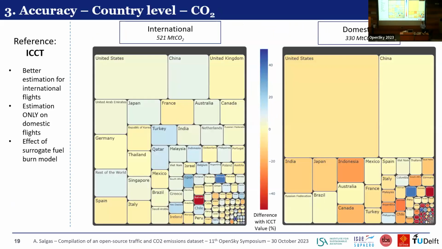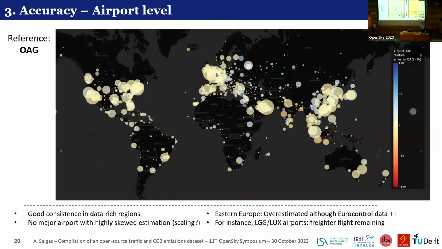If we look at the CO2 value still at the country level, this time looking at ICCT data, you can see that for international flights, most of the values are within 10 to minus 10% of ICCT values. So that's very satisfactory. And if we look at the domestic flights, this time we can see a little bias toward underestimation, which could be the effect of the very simple fuel burn model we've used being too optimistic on shorter flights than on longer flights. So that might come from this.